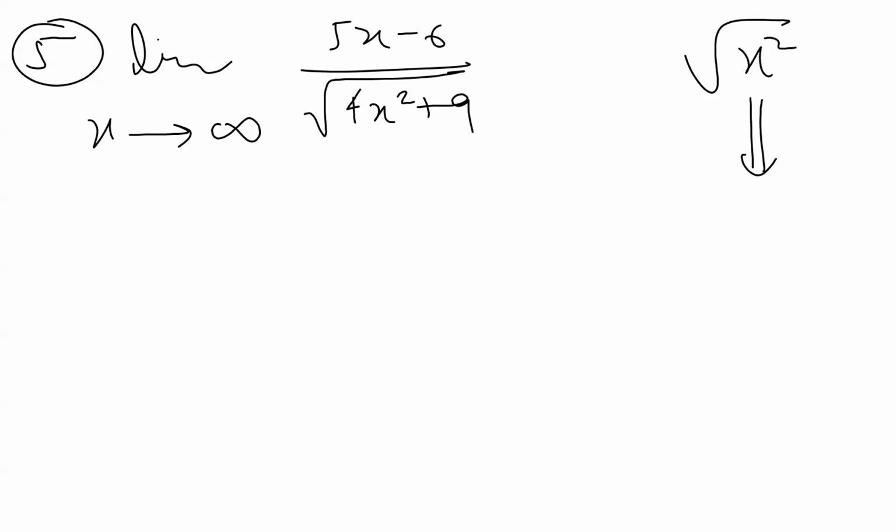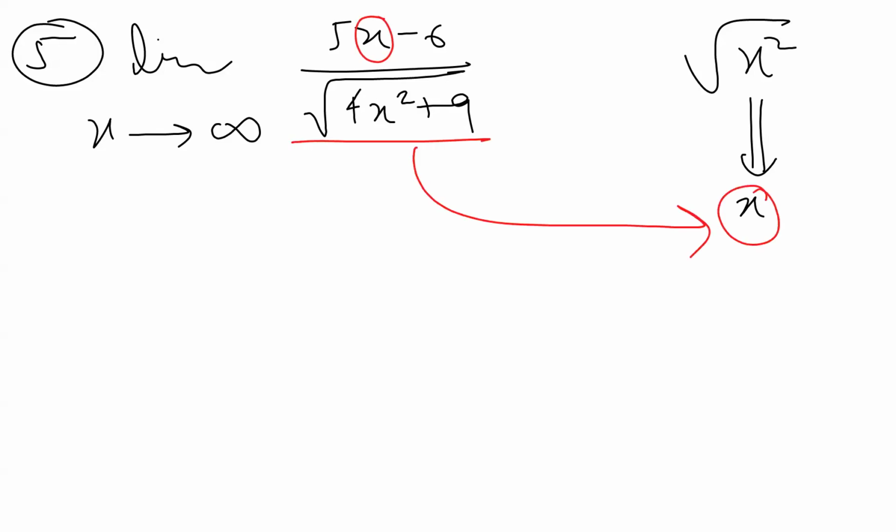X. Okay. So the maximum power of x in the problem is this x and this x. This is the denominator. Square root of x square is x. So the maximum power of x is x raised to 1 over here. So divide throughout by x, because the square root of x square is x. The maximum power is not x raised to 2 because there is a root at the top.